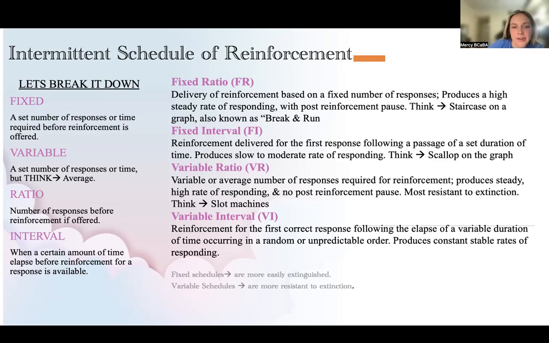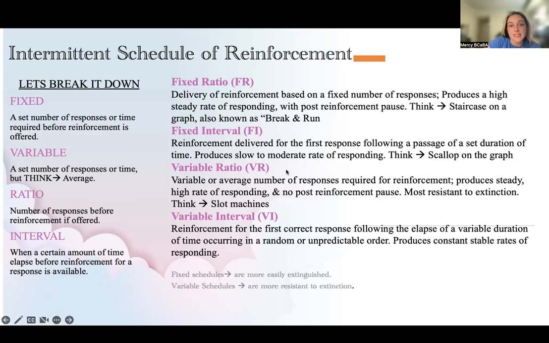Next, we have variable interval. Think of VI. This is reinforcement for the first correct response following the elapse of a variable duration of time, occurring in a random or unpredictable order. This produces consistent, stable rates of responding.